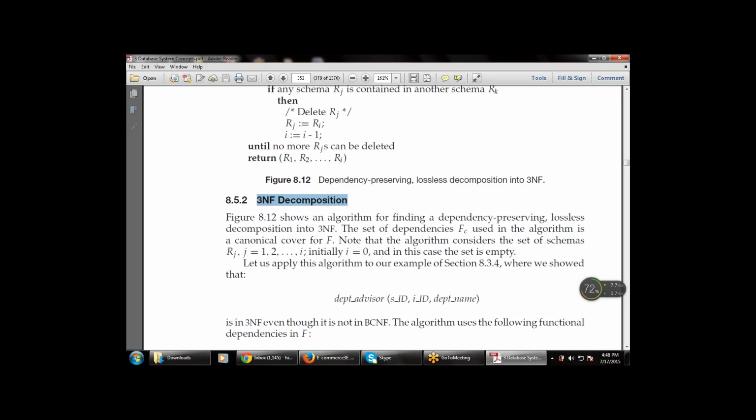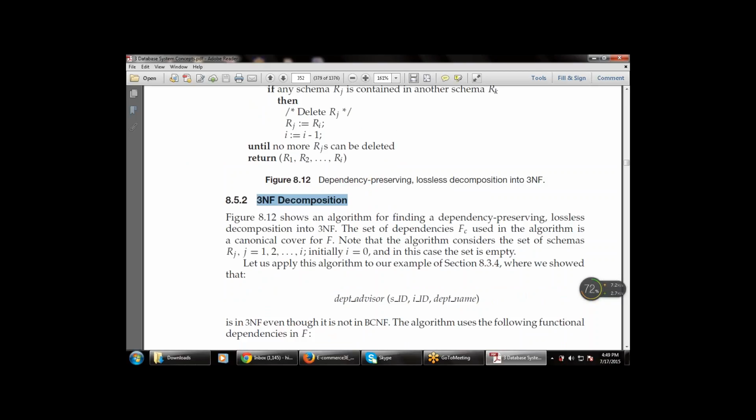Now next is how to decompose into third normal form, that is the 3NF decomposition. This is the algorithm that is also used for finding a dependency preserving lossless decomposition into 3NF. The set of dependencies that is used in the algorithm is a canonical cover for F.